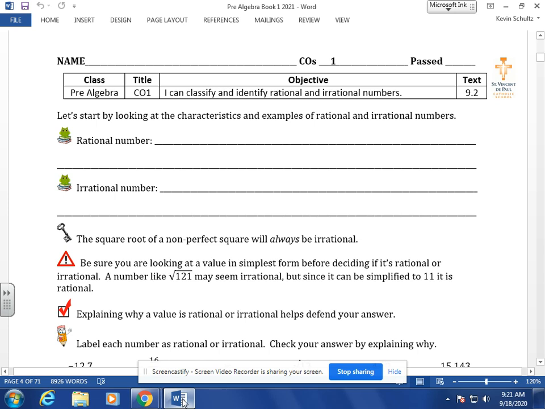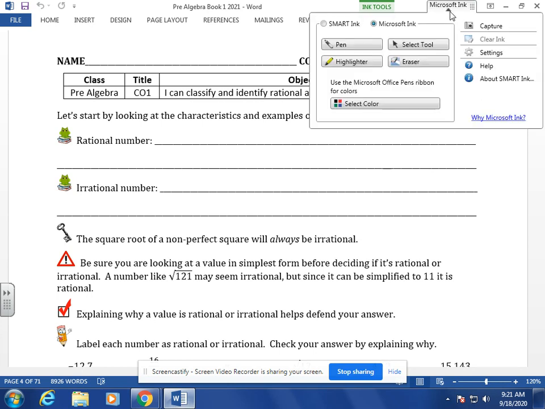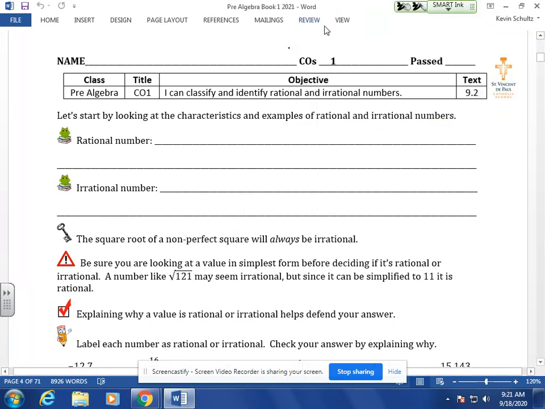Hello and good day. Here we are in pre-algebra covering our first objective of the year, classifying and identifying rational and irrational numbers. We are going to turn on the Smart Ink option. There we are. Okay, I think that's right. So yesterday we looked at some of the different icons that are going to be in these binder sheets. And we see the first two here. Defining a rational and an irrational number.